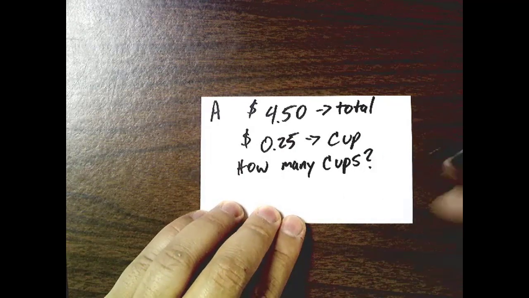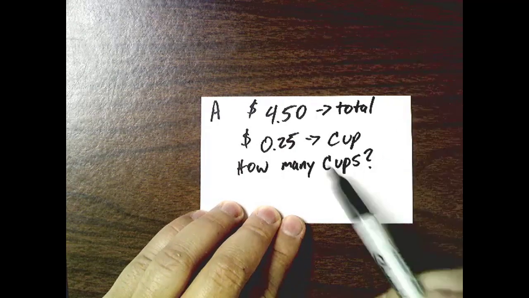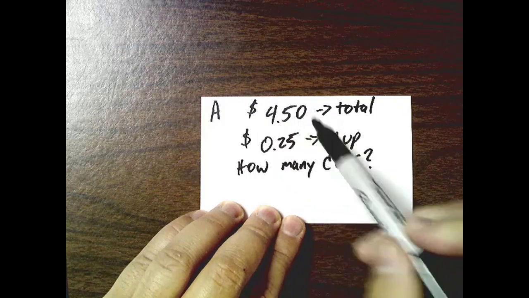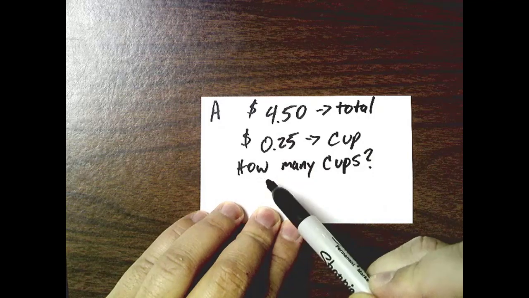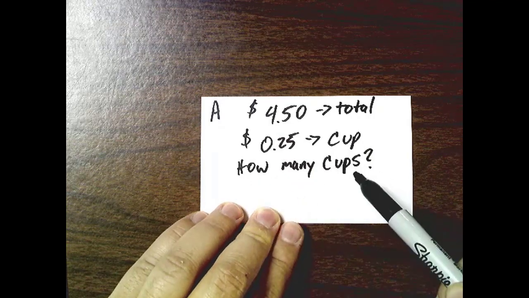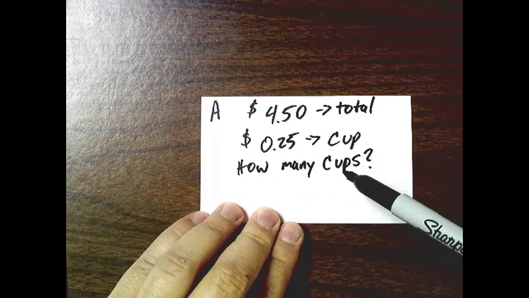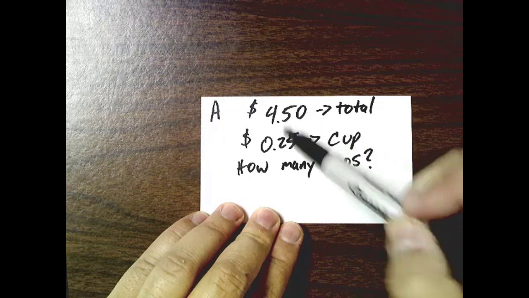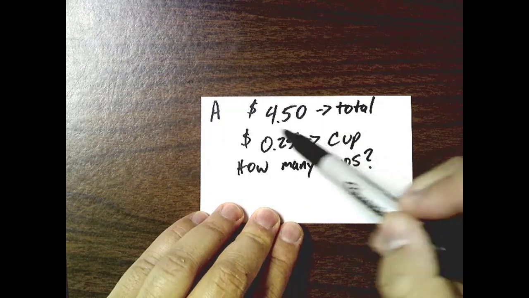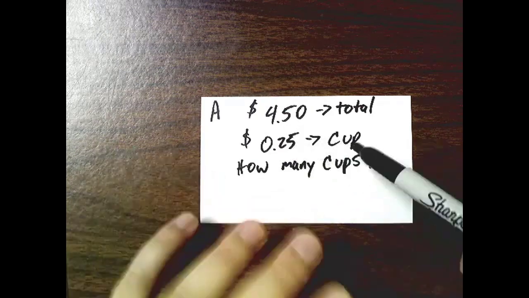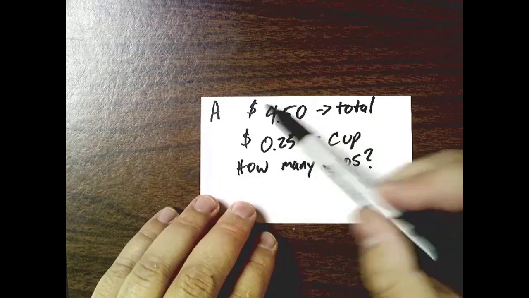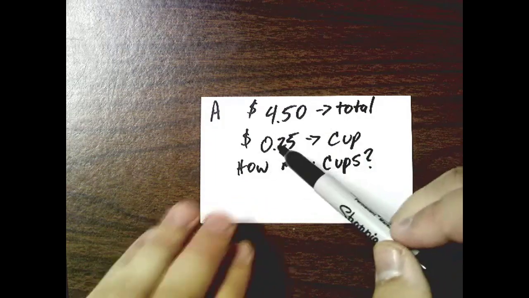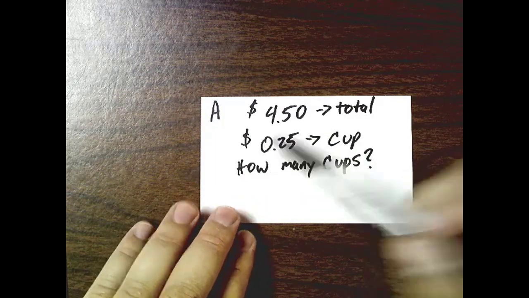All right, so I read through the problem. I read through the problem again. I recorded all of my clues. My clues are $4.50 total, 25 cents a cup. And then I figured out what I was being asked. How many cups? Well, how am I going to figure out how many cups I sold if all I know is the total amount of money that I got and how much each cup cost? Well, all I have to do, you can see, is divide this total by my cost per cup.